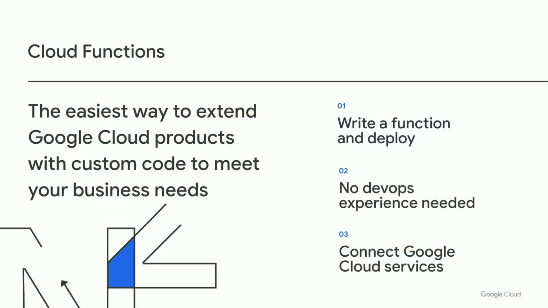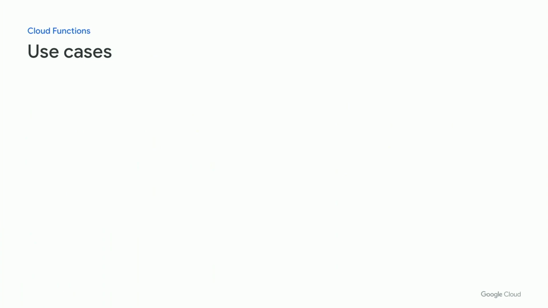Cloud Functions are the easiest way to extend Google Cloud products with custom code to meet your business needs. All you need to do is write a function and deploy. You won't need any DevOps experience, and you can connect over 125 Google Cloud and third-party services together. Here are some of the use cases where Cloud Functions are a great fit.